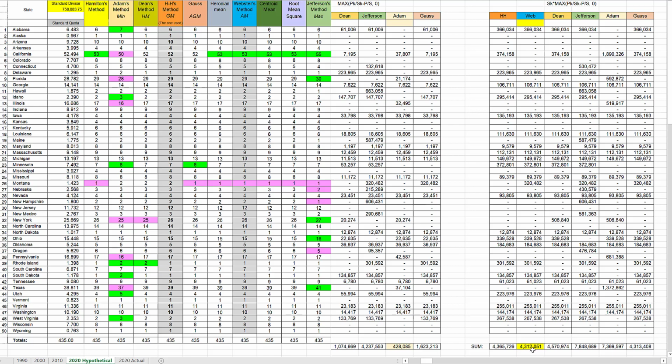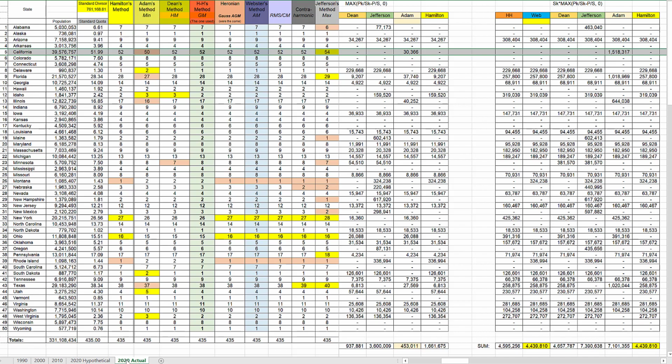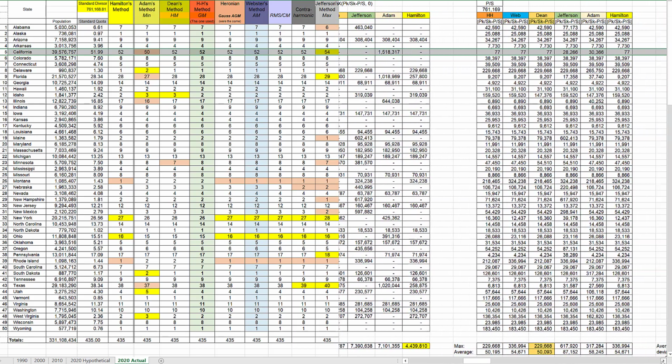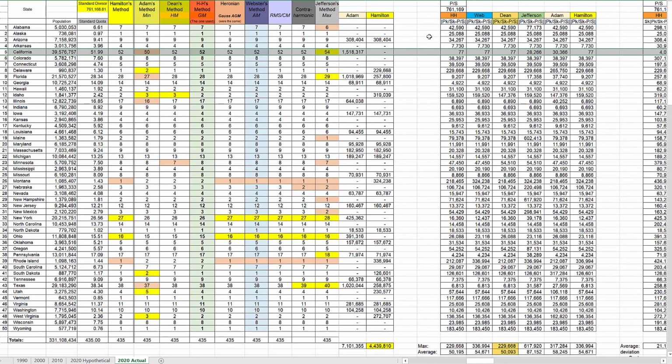So that's the best of being over people per seat. Well, what else can we optimize? So if we go to 2020 again, actual, I can look at just the absolute difference. So if you take the people per seat, so we already computed that.